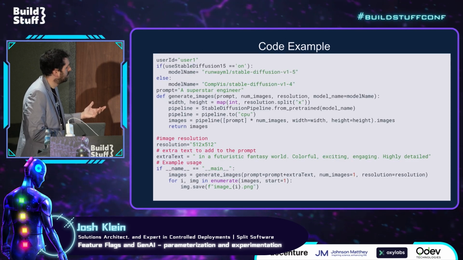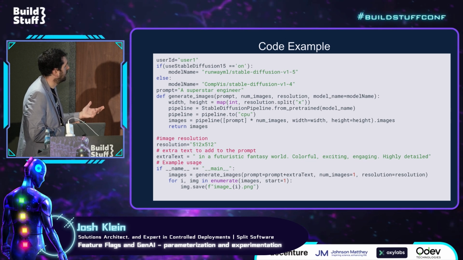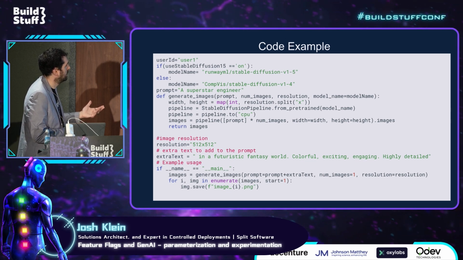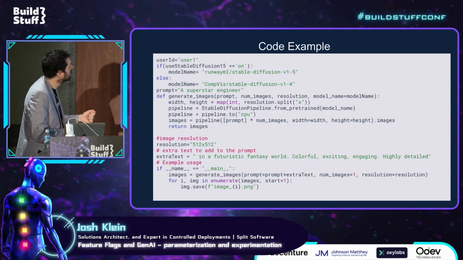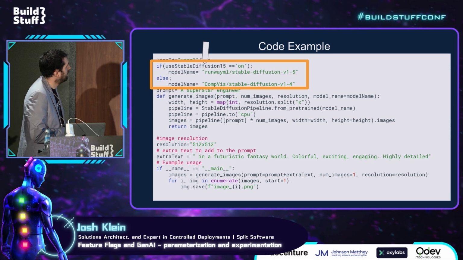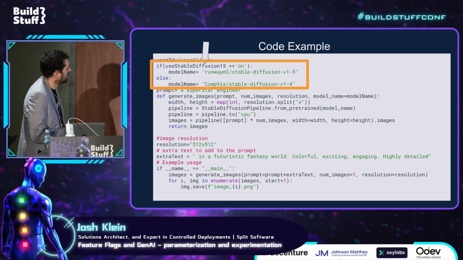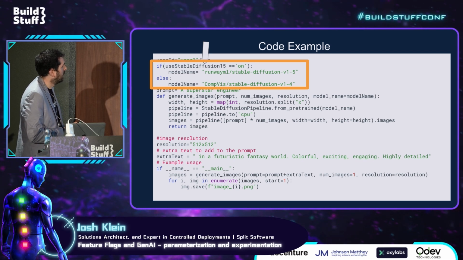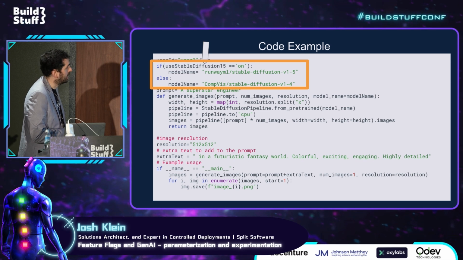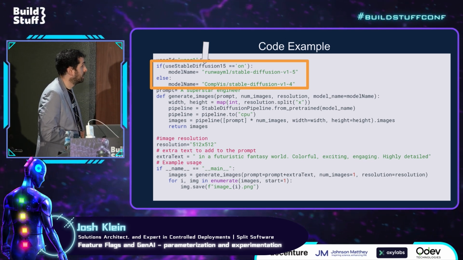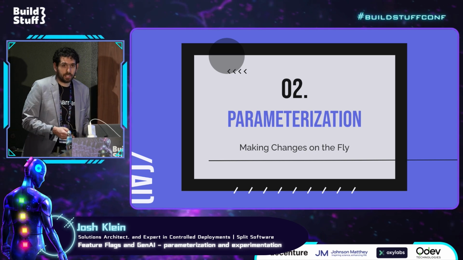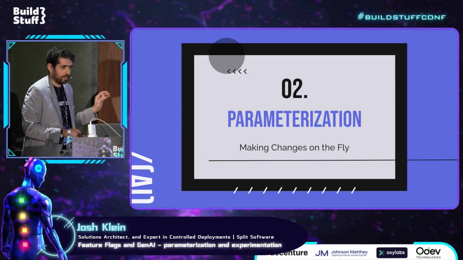So what if you put that behind a feature flag? Let's say we have a feature flag, use stable diffusion 1.5, because I want to compare using two different AI models. So now I have that here in this if statement, and I set the model name, and I pass the model name in here. And so now I can control this via a variable, and I can set this variable via the feature flagging system. That's where we start here, and there are lots of other things to think about when doing this kind of thing. And so that's where we start with parameterization, section 2, making changes on the fly.